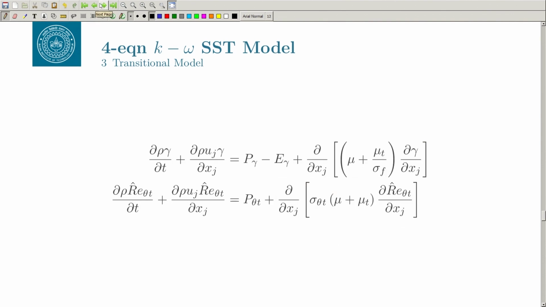So, let us look at the gamma equation. This is the gamma equation here. So, the 4 equations that we have: k equation, omega equation, gamma equation, which is the intermittency, and then you have the Re theta equation, or Re theta t you can call it, which is the momentum thickness based Reynolds number.